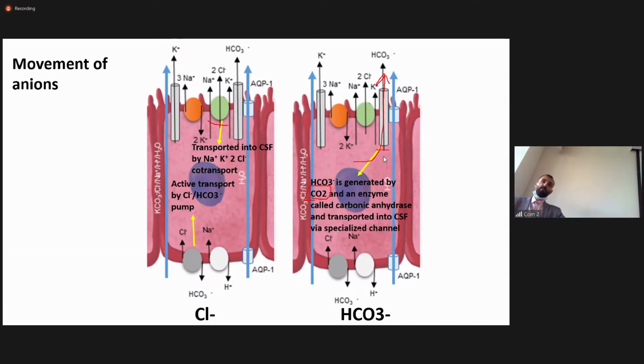So this is just to give you an idea that all the things found within the CSF are highly regulated. It's a very regulated mechanism, because this is the fluid which will bathe our brain, and it has to provide the brain with the right microenvironment that will allow the neuronal cells to function properly. So it's very highly regulated.